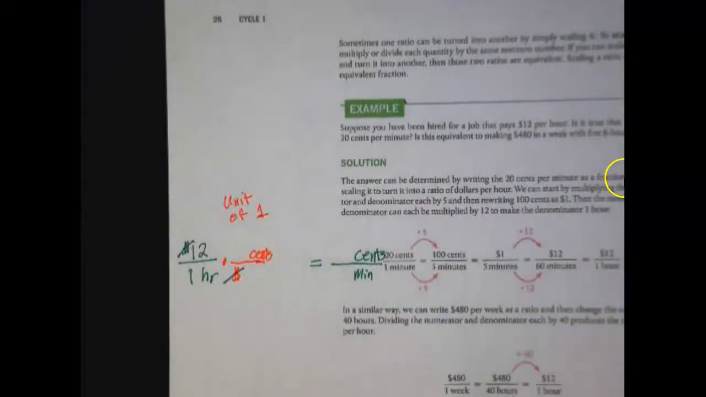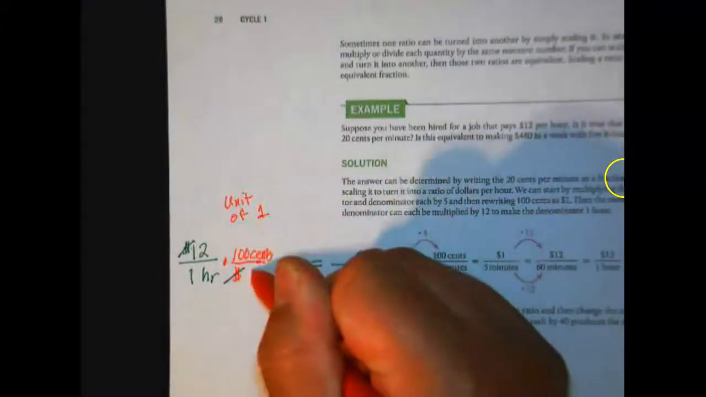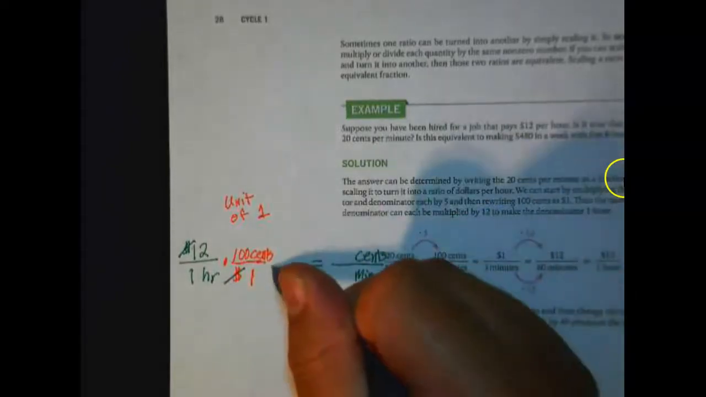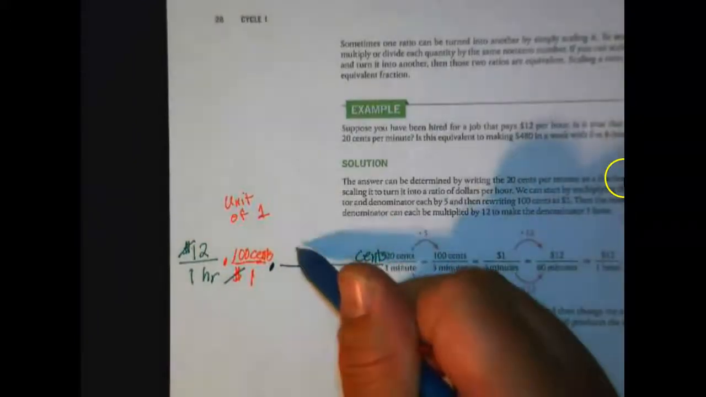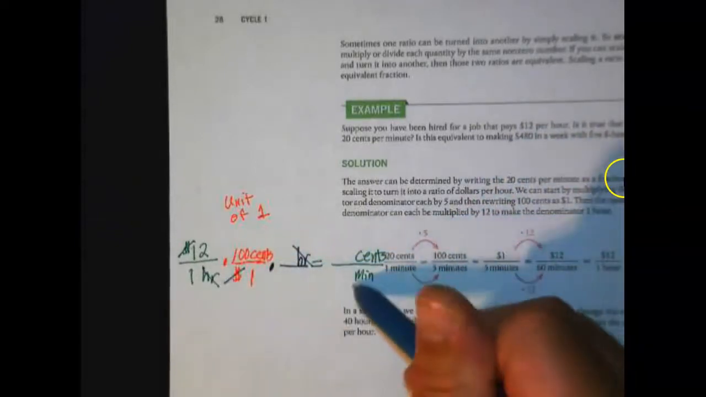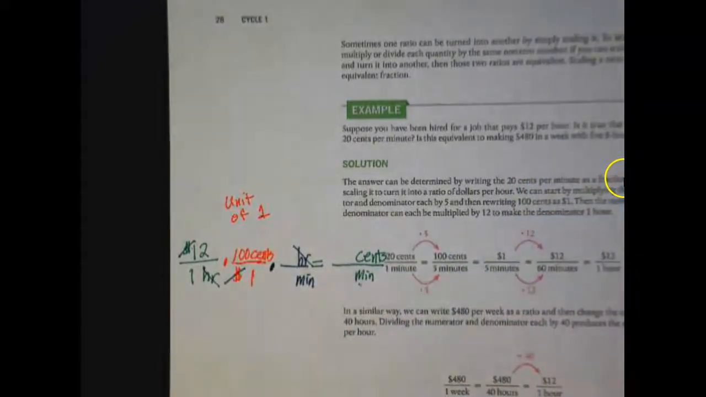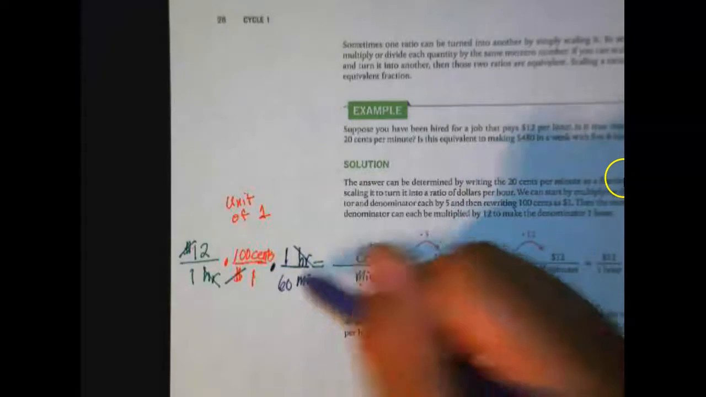So I know that as a unit of 1, there's 100 cents in $1. That gives me cents in the numerator. Now the denominator: I'm going to change from hours to minutes. I know I'm going to have hours on top because I want them to cancel out, and I want minutes on the bottom. And I know that there is 1 hour in 60 minutes. Again, a unit of 1.